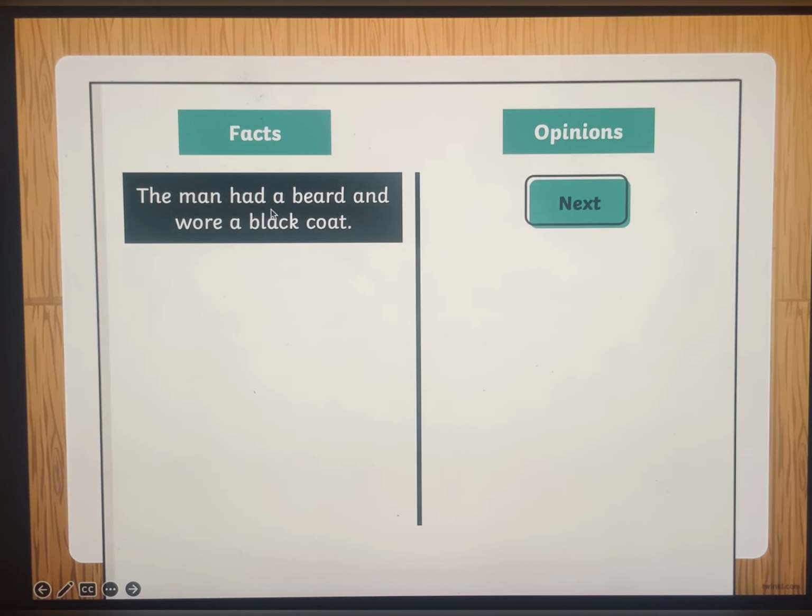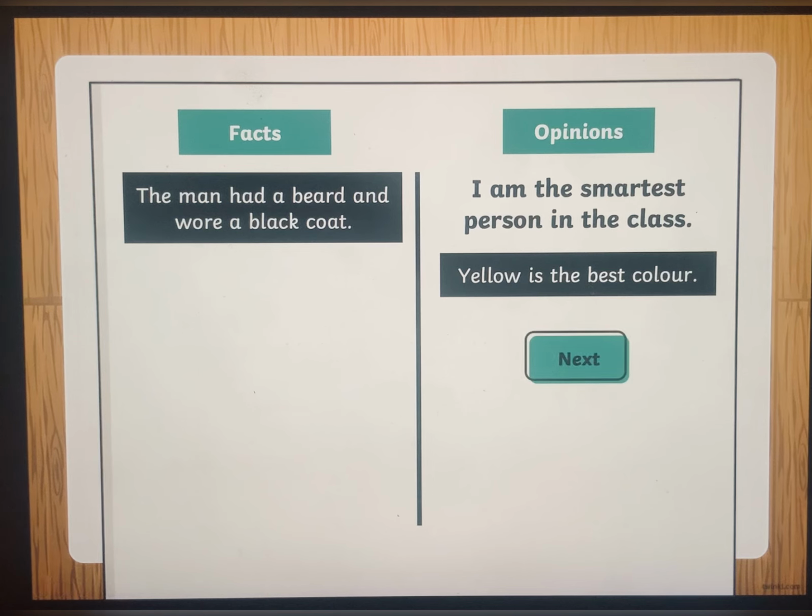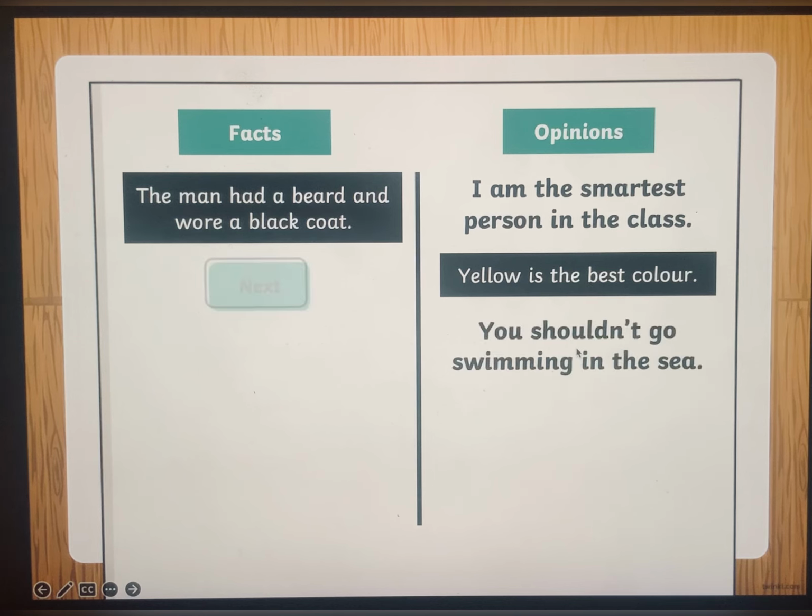The man had a beard and wore a black coat. It's a fact, isn't it? Very much absolutely, he's wearing it. I am the smartest person in the class. It could be an opinion. Some people might agree, some people might not agree. Yellow is the best color? Depends. Everyone has their own best color. Okay. You shouldn't go swimming in the sea. That is again an opinion. Depends. If you're okay, that's fine. If you're not a good swimmer, you would not risk it.